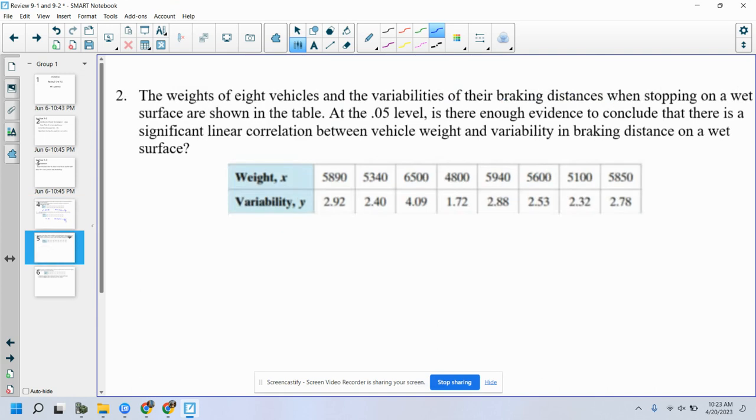All right, let's take a look here. The weights of 8 vehicles and the variabilities of their braking distances when stopping on a wet surface are shown on the table. At the 0.05 level, is there enough evidence to conclude that there is a significant linear correlation between vehicle weight and variability in braking distance on a wet surface?